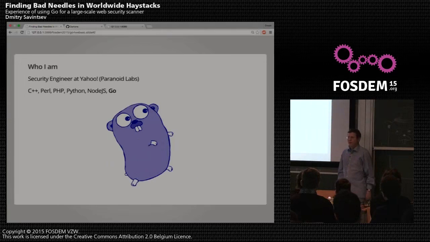I work for Yahoo, for the Paranoids, the security team. I've been at Yahoo for a long time, actually since the beginning of the century. I've been doing engineering, the development of billing systems and infrastructure, and in the last years got into the security team. My programming biography follows the track of both the industry and Yahoo's development. When I came, we were still doing web applications in C++ with Apache handlers, and then lots of Perl, PHP, Python, Node.js, and in the last months, Go.